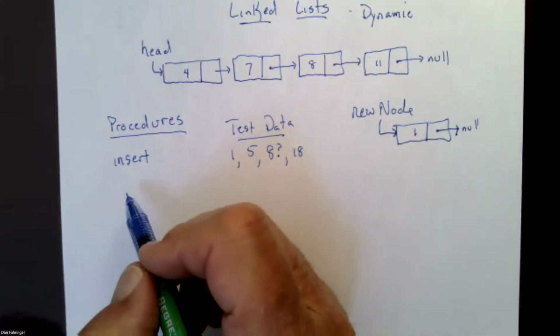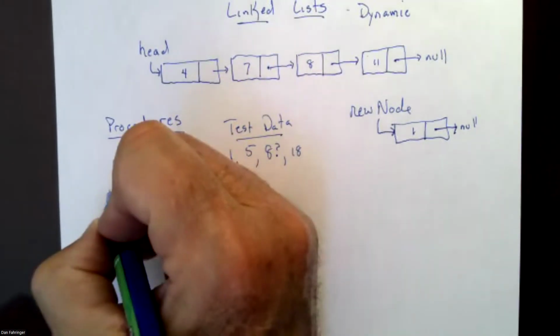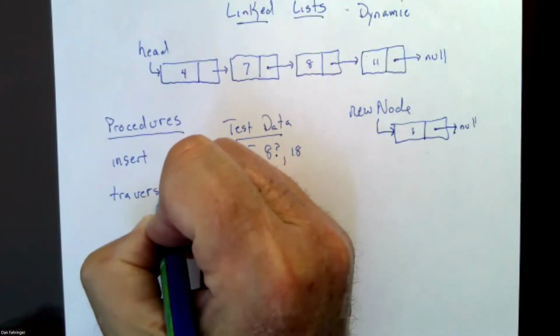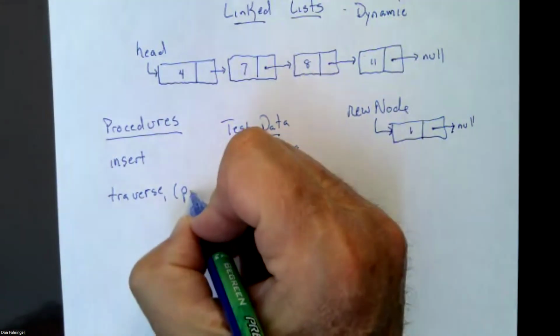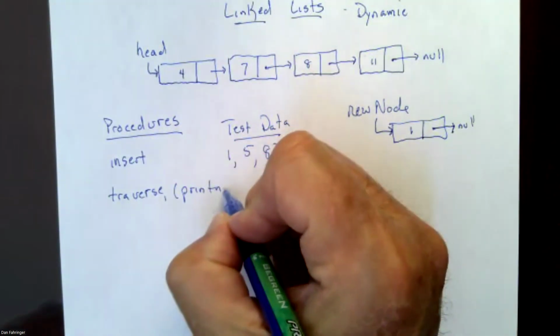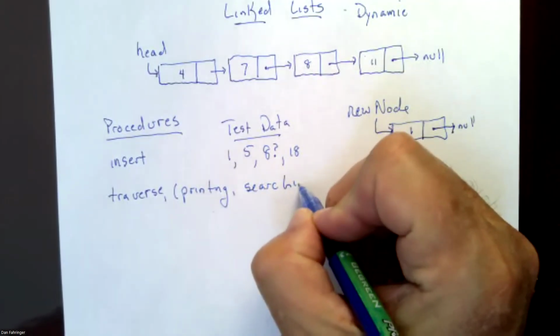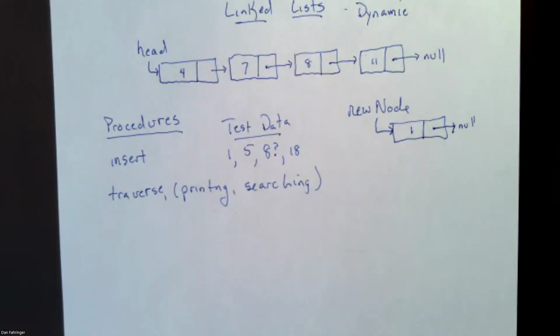Okay, give me another procedure. Traverse. Yeah, I'm going to need some kind of traverse. Traverse may happen where I am going through and just printing or displaying everything. I might be searching for something. So I go through looking at the list one at a time for a reason. Give me another procedure.